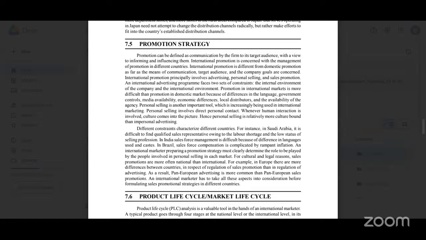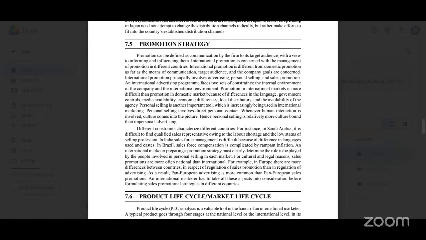So promotion, what does it mean? Promotion is fundamentally any communication by the firm to its target audience with a view to informing and influencing them. So promotion fundamentally uses communication to do one of two things, or both. That is one, inform, and second is influence. So international promotion is concerned with the management of promotion in different countries.